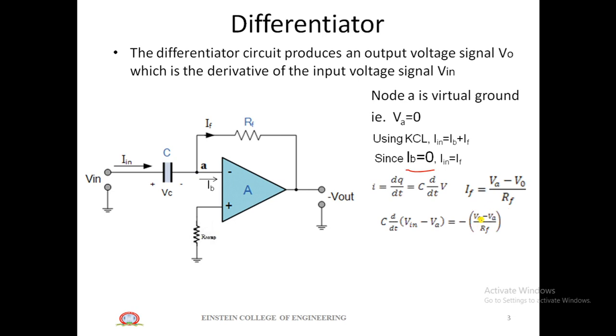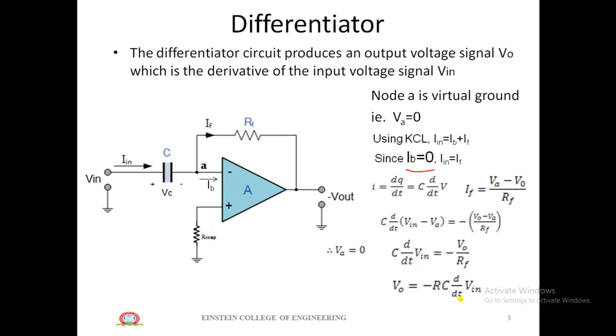Here minus is taken as common, so (V0 minus VA) divided by RF. Since VA is equal to 0, the equation becomes C dV in by dt is equal to minus V0 by RF. Rearrange the equation to get the output voltage. V0 is equal to minus RF C dV in by dt.